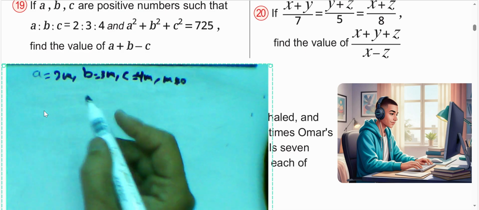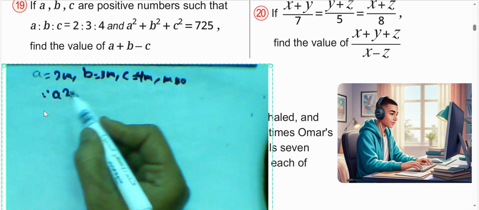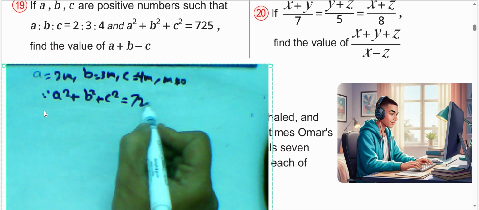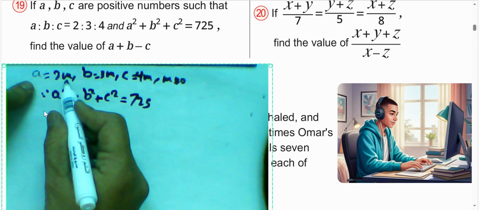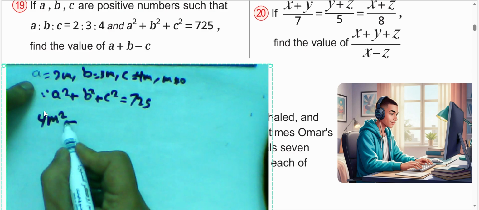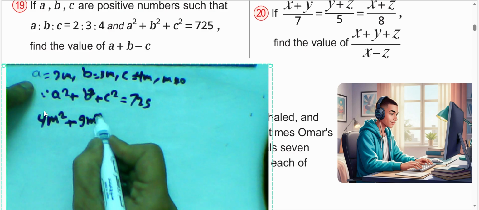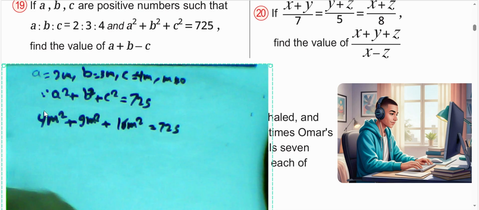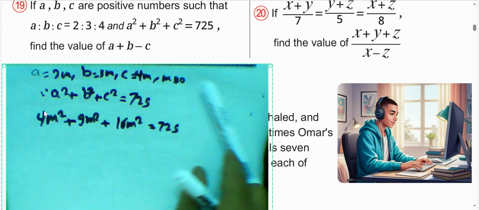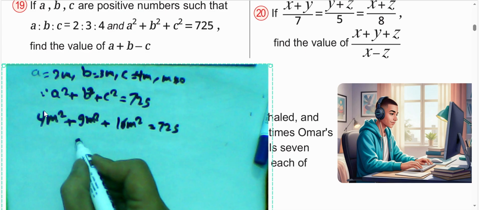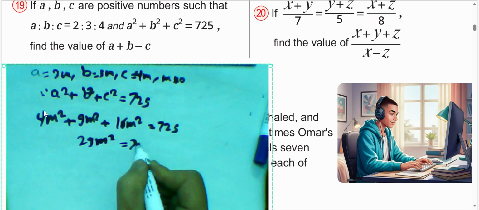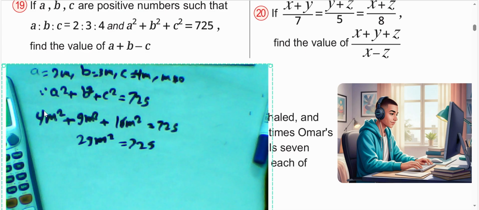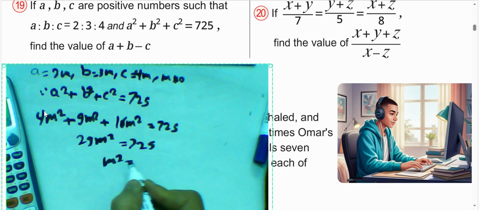It's a constant such that we have a power 2 plus b power 2 plus c power 2 equal to 725. We can put the value of a to m power 2. It will be 4m power 2 plus b power 2 equals 9m power 2 plus c power 2 equals 16m power 2. It's equivalent to 725. Now we can collect 4 plus 16 equals 20. 20 plus 9 is 29. 29m power 2 equals 725. 725 divided by 29 is 25. Then m power 2 is 25.